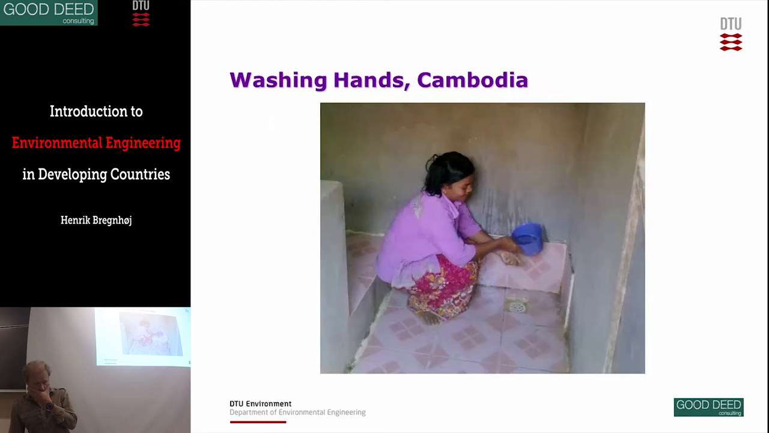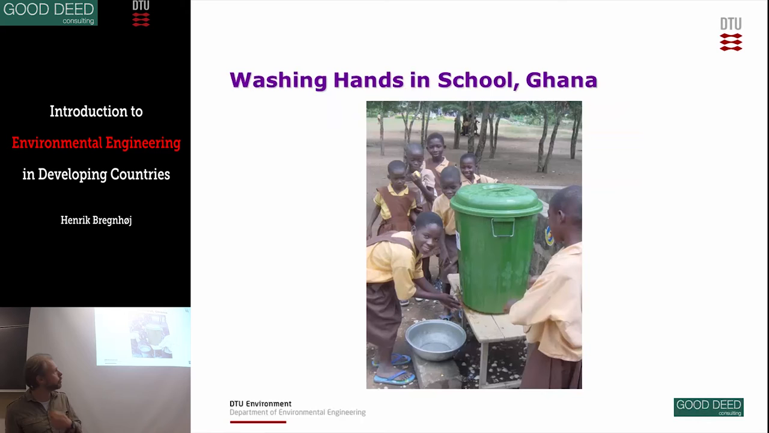Let's start with the personal hygiene. Washing hands. This is a picture from Cambodia where a woman is washing her hands. She doesn't have a tap because the water is limited, so she would have some other water source. She's washing from this small jar here. Another example is from a school in Ghana, where school children fetch the water from a hand pump nearby, and then everybody can line up and wash their hands. But it's not something that happens everywhere.